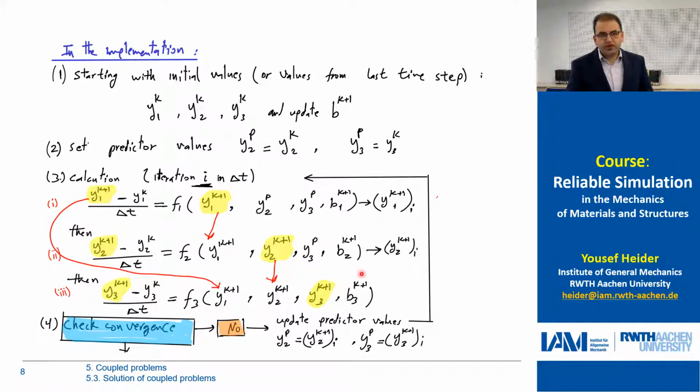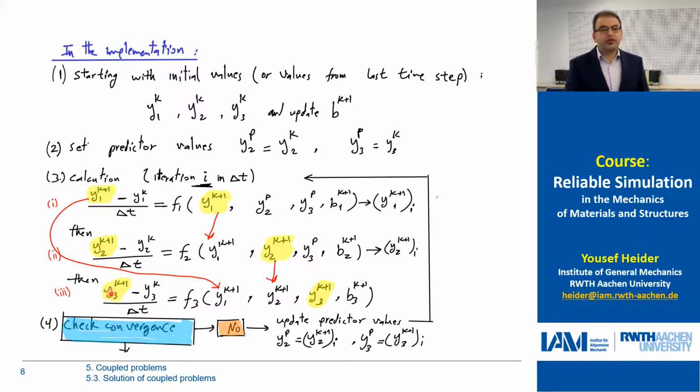Then we move to the second equation. The first equation gives us y1 at k plus 1. This can be plugged into the second equation. For the second equation, the only unknown will then be y2 at k plus 1. For the y3 in the second equation, it's the predictor value, and the updated force as usual. They are known. Then from this, we can compute y2 at k plus 1. Now we move to the third equation. We have computed y1 at k plus 1 and y2 at k plus 1 from the previous two steps. Then we can compute from this y3 at k plus 1.